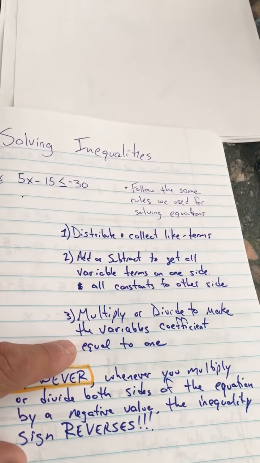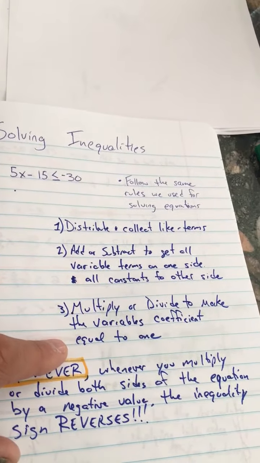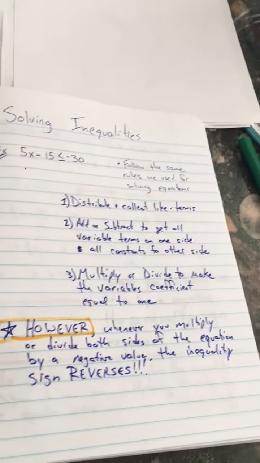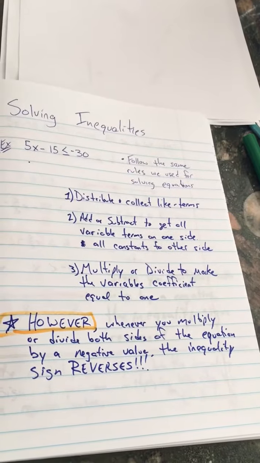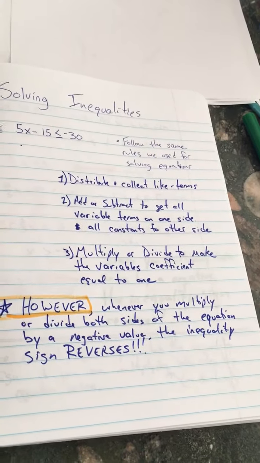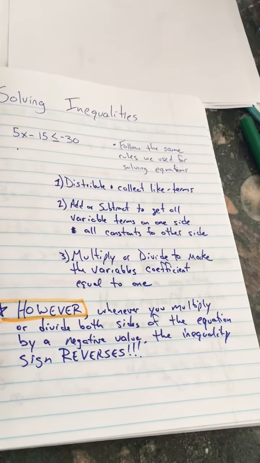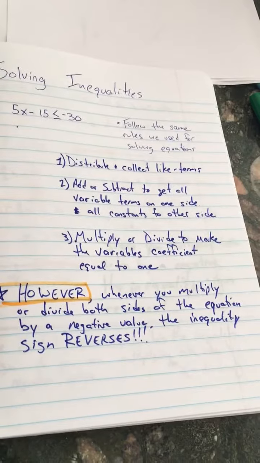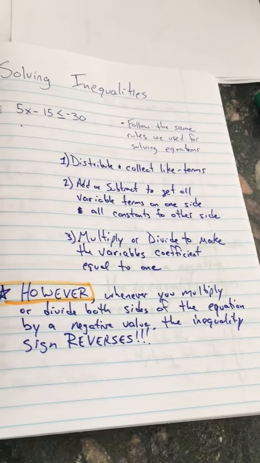And then we're going to multiply or divide to make the variable coefficients equal to 1. And bam, there's where the rule comes in. Remember, however, whenever you multiply or divide both sides of the equation by a negative value, the inequality sign reverses. Only when you multiply or divide by a negative, not adding, subtracting. That doesn't change it, okay?